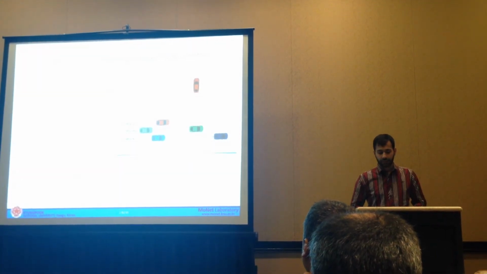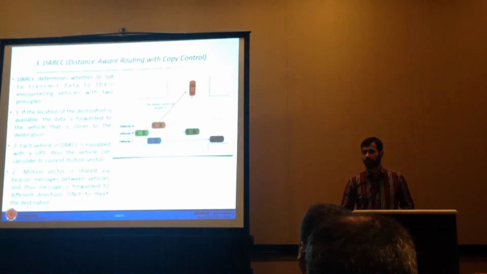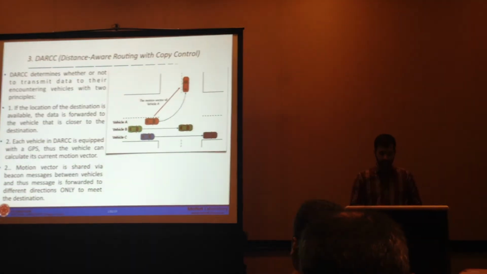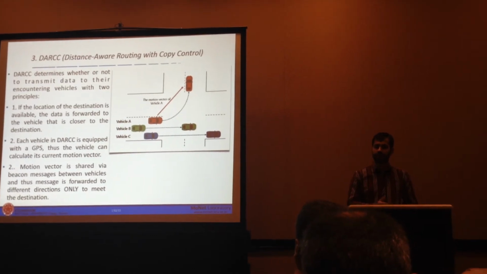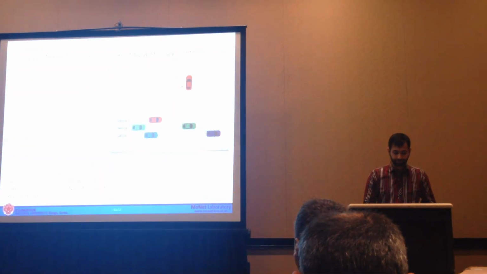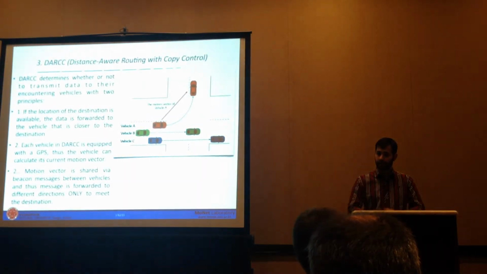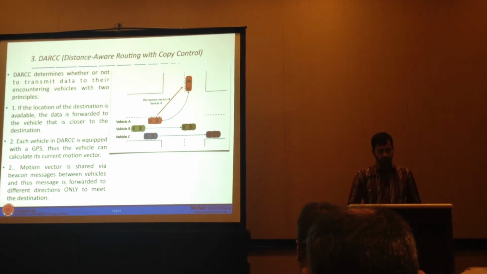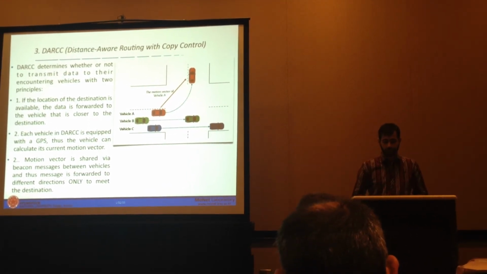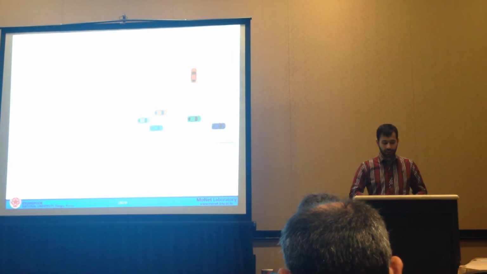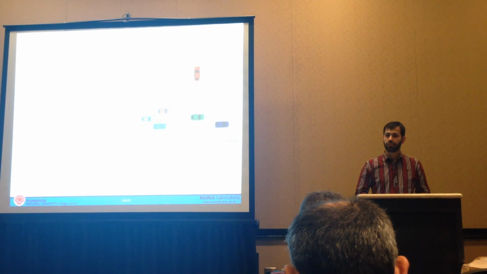The third scheme which we discussed in this paper was distance-aware routing with copy control. As the name shows, this scheme is basically dealing with the data replication problem. Here we have an urban scenario where this scheme determines whether or not to transmit data to neighbors, basically to encountering vehicles. Their decision depends on two basic principles.